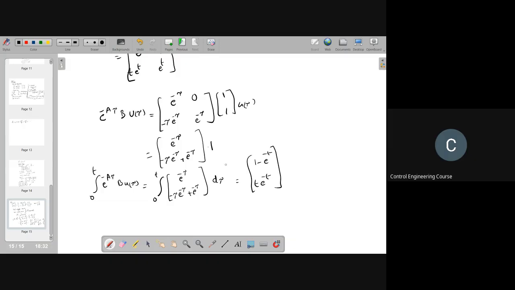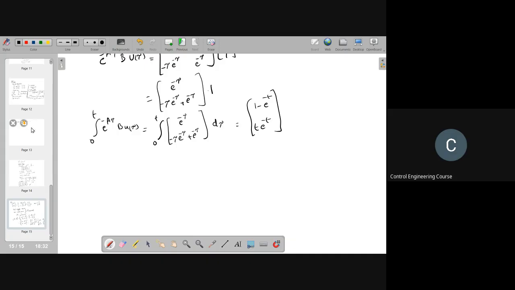Now the x of t, the system response, is equal to [e to the power of t, 0; t e to the power of t, e to the power of t] into the initial vector x naught, which is [1; 0], plus the integral of this one, [1 minus e to the power of minus t; t e to the power of minus t].